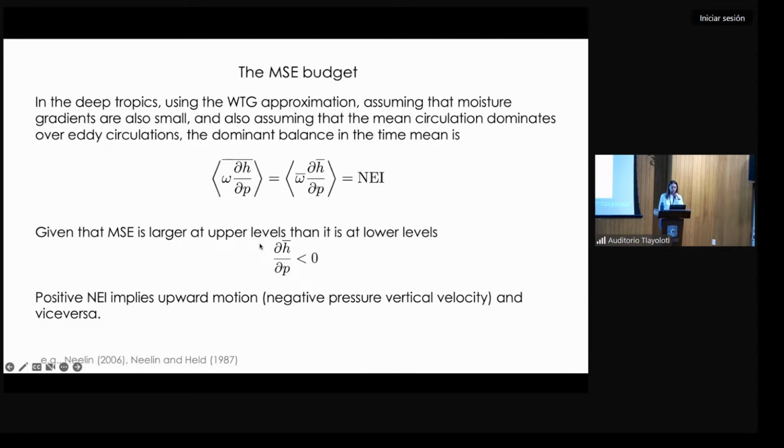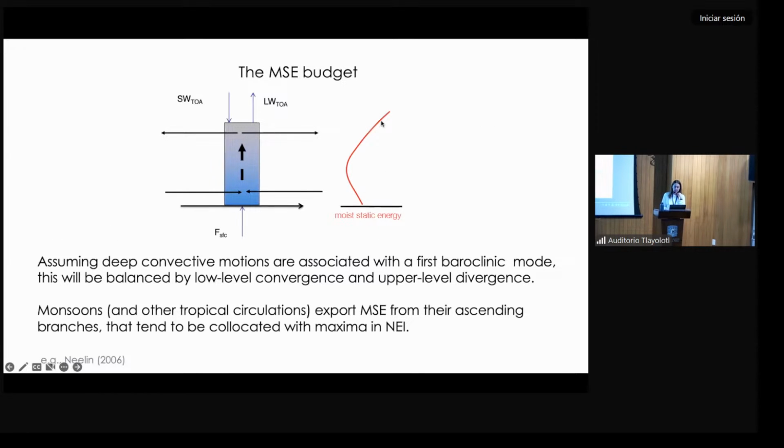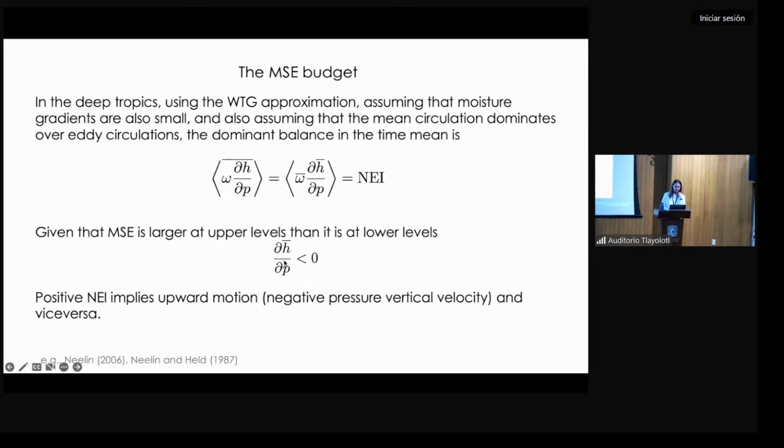And so also, given that moist static energy on average is positively stratified in the tropics, that is to say, there is a lower to mid-tropospheric minimum, but values of moist static energy tend to be higher up in the troposphere than they are close to the surface, this term is usually negative, that is, H increases with decreasing pressure. What this implies is that regions of positive net energy input need to be accompanied by the development of upward vertical motion. Remember that omega negative means upward motion.